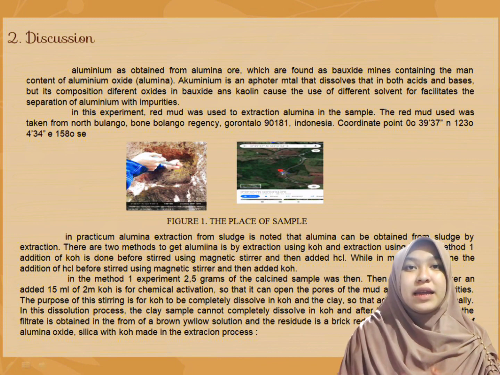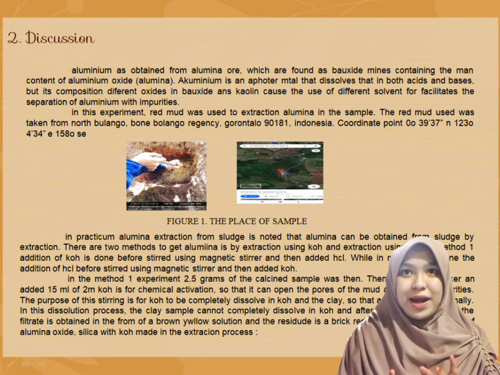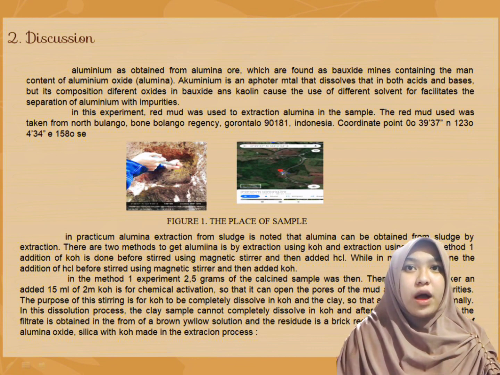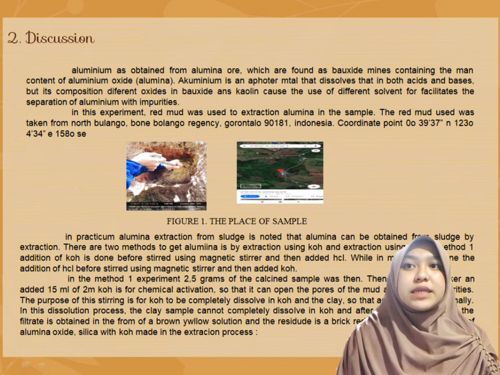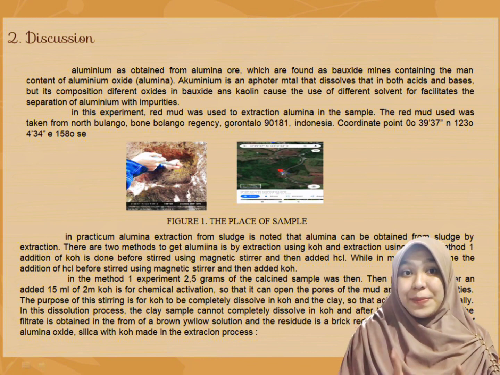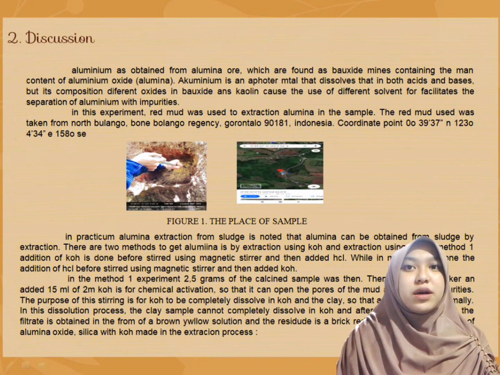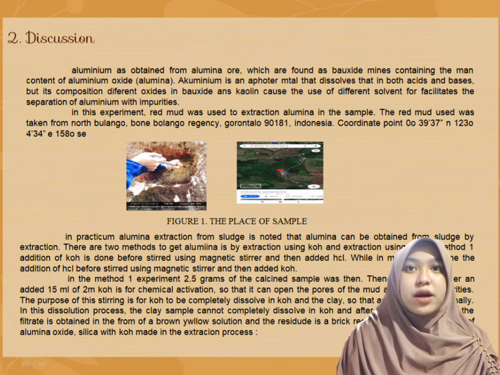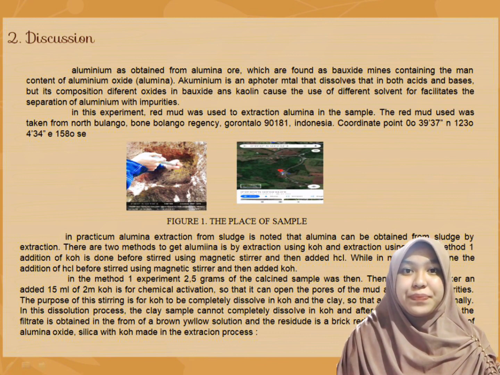Mines contain the main content of aluminum oxide or alumina. Aluminum is an amphoteric metal that dissolves in both acid and base, but its composition differs in bauxite and kaolin, because they use different solvents to facilitate the separation of aluminum from impurities. In this experiment, red mud was used as the sample to extract alumina.